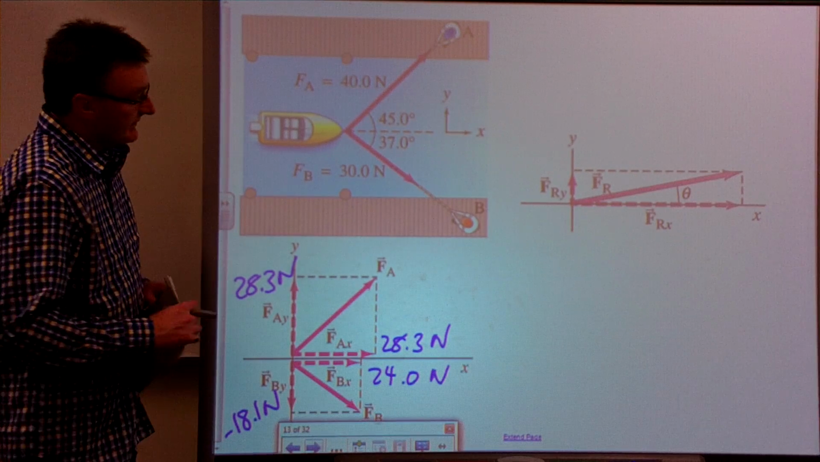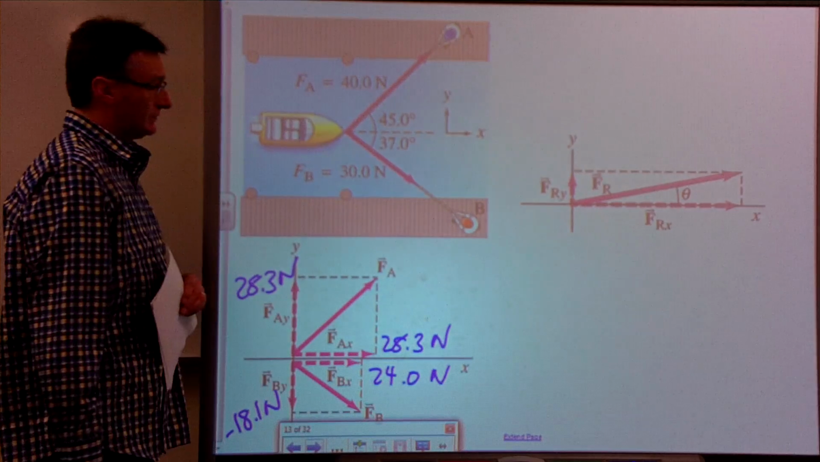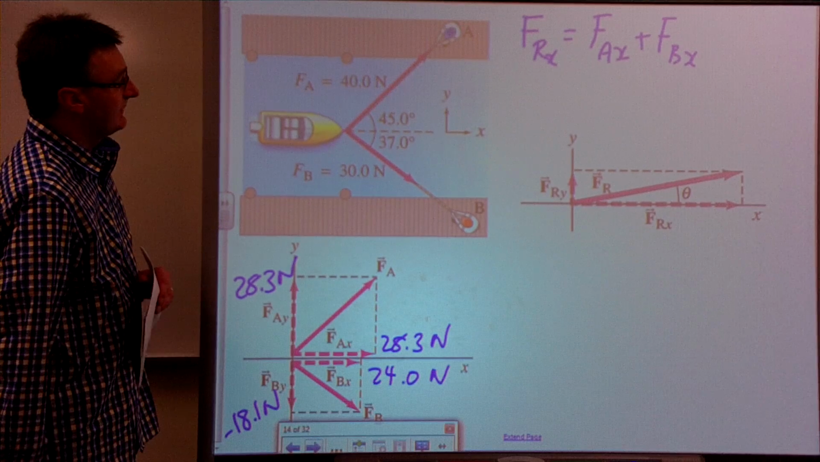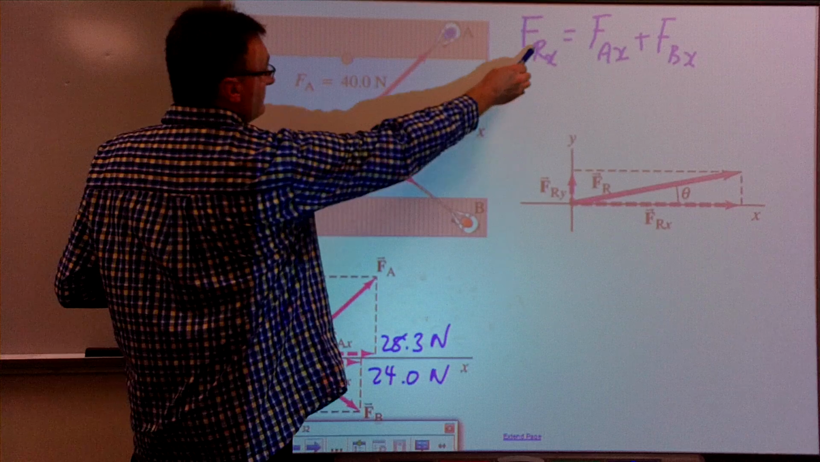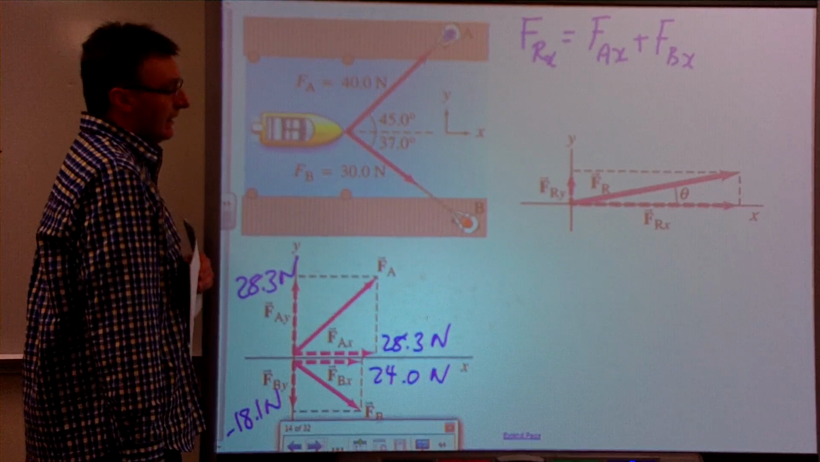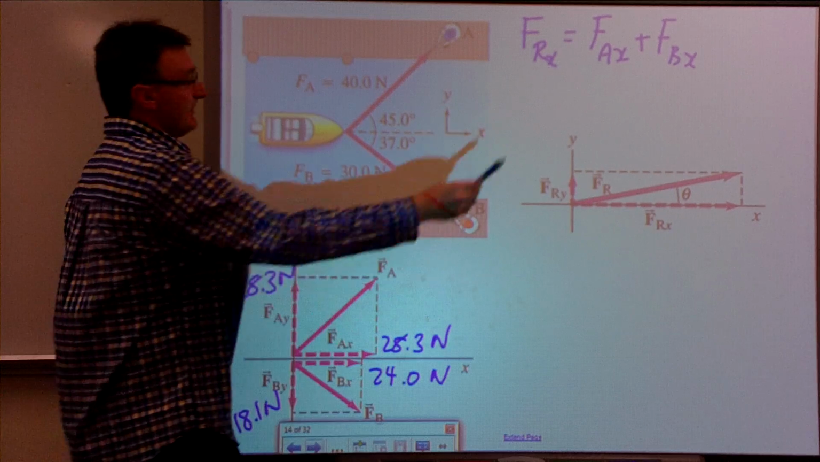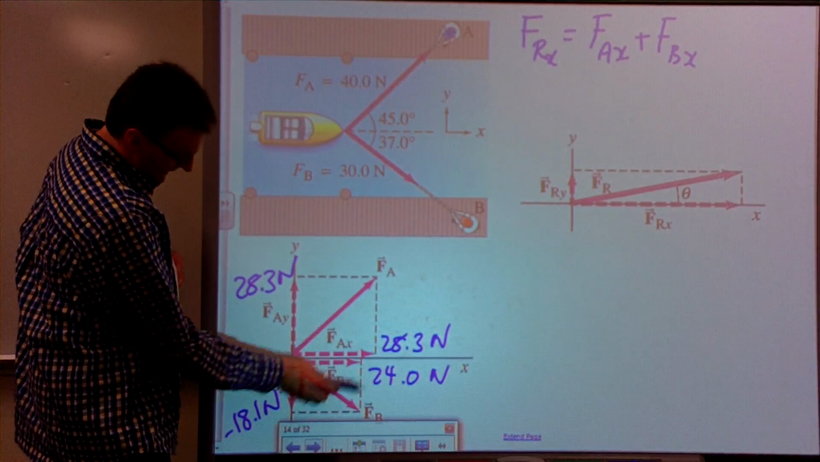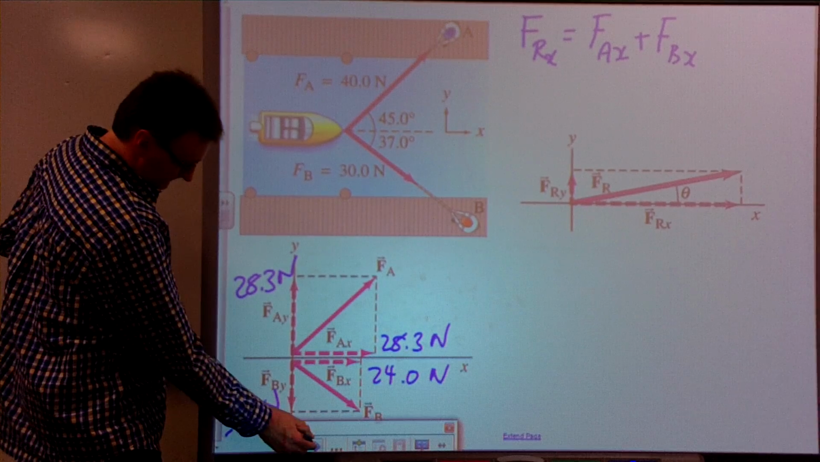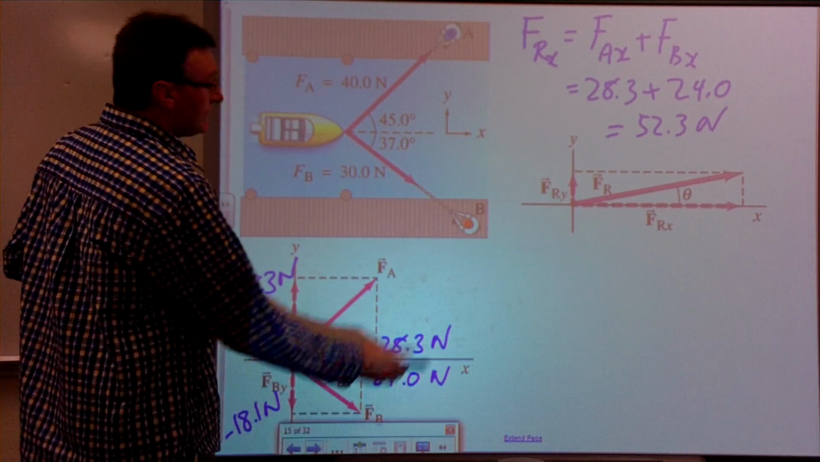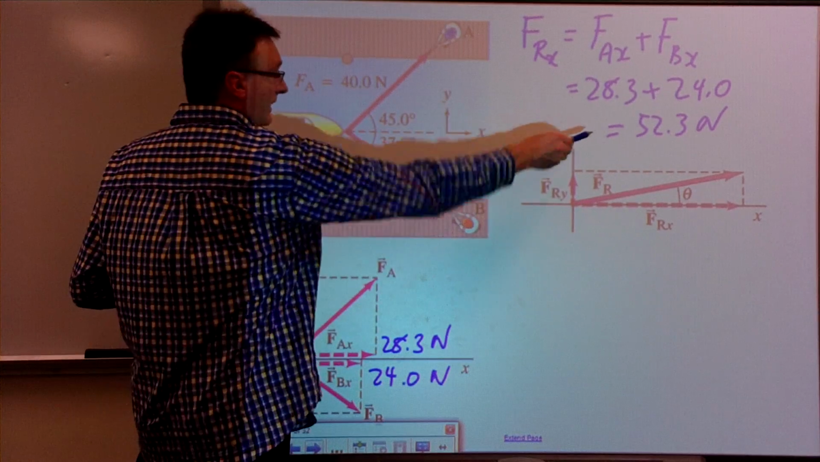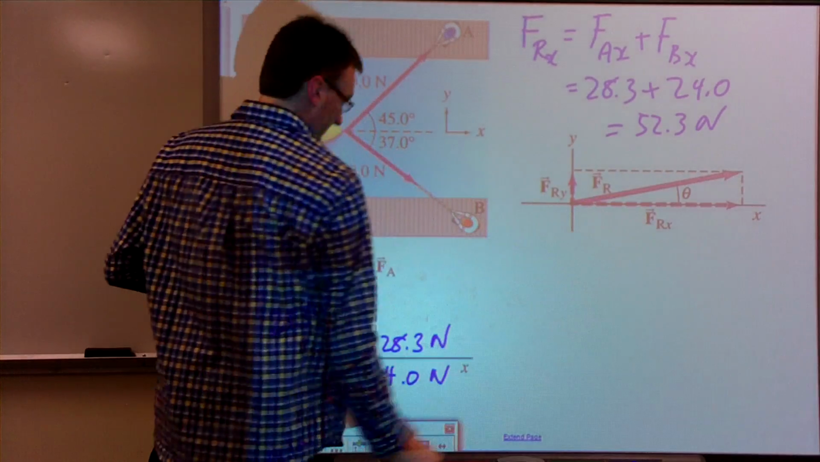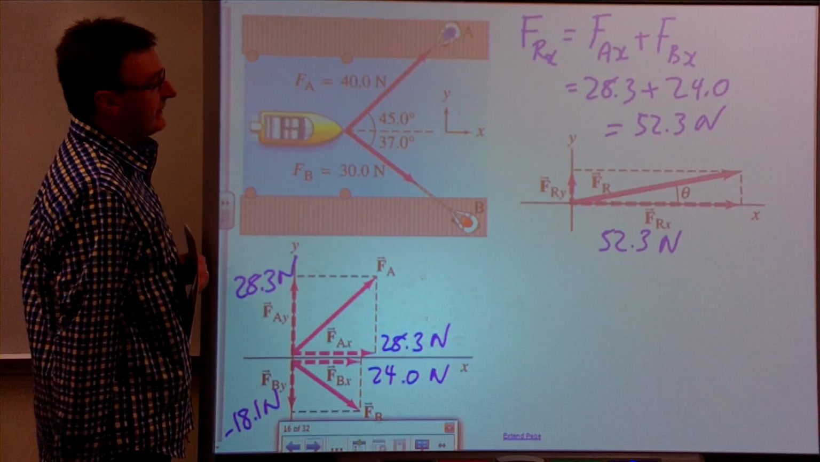Here's a diagram of what the resultant force would approximately look like, and then we can put the numbers in. The resultant x component of the force will be the x component of force A plus the x component of force B. So that would be this one plus this one. We put the numbers in: 28.3 plus 24 gives us 52.3 newtons. So that would be this one right here, and we can put that on there.